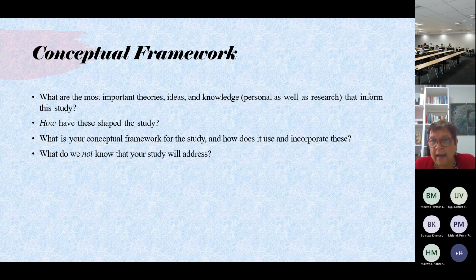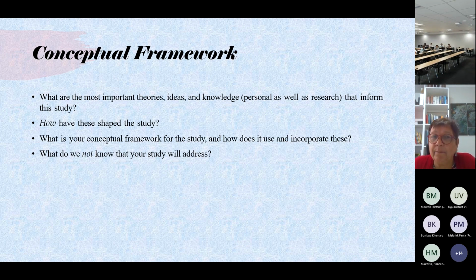So acknowledge those, write a little memo to yourself, write in a research journal that only you see about what it is that's making you interested in this. And that in turn leads you to what are the most important theories, the most important ideas, the important knowledge that informs the study. How has what has already been found out shaped the study? What is your conceptual framework for the study, and how does it use and incorporate what others have done who have come before you? There's no such thing, Charles Dickens says, as an original idea. All ideas build on the ideas that come before them. We simply have to acknowledge them. But your own experience, your own thinking is what gives it a new slant, a new take.